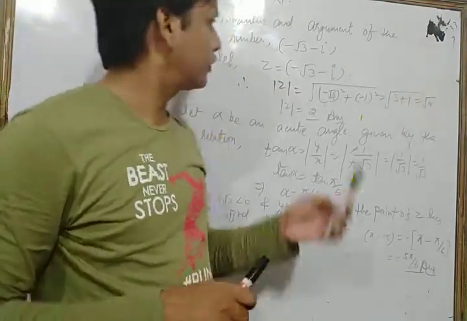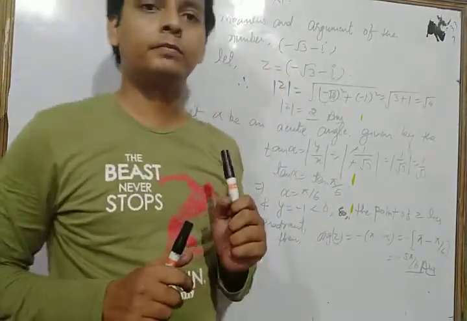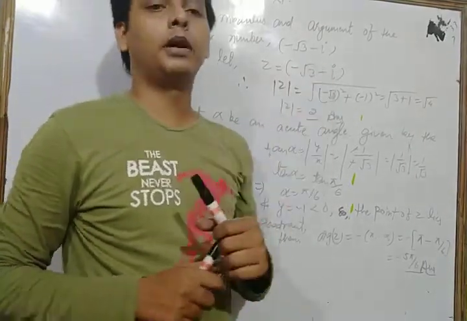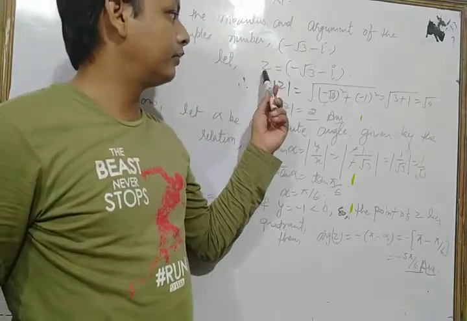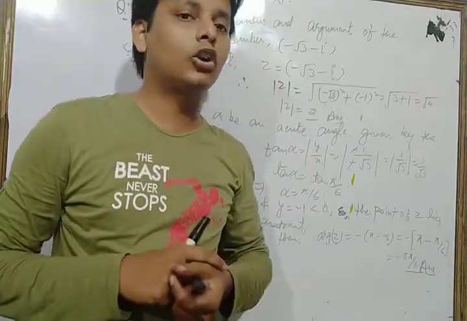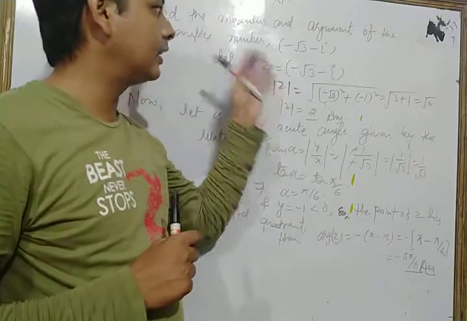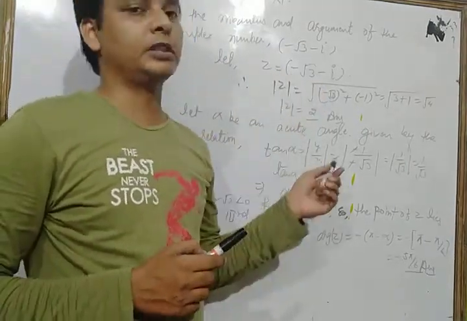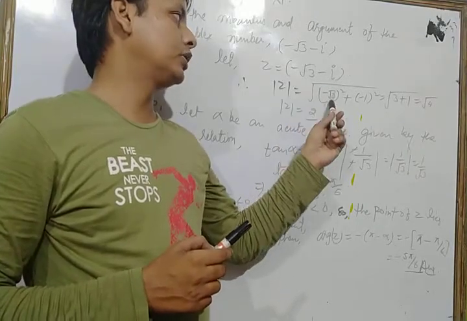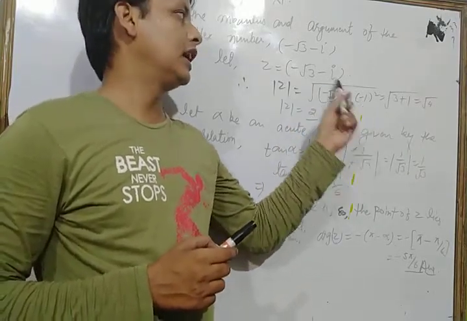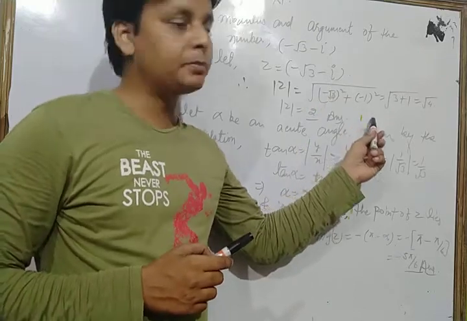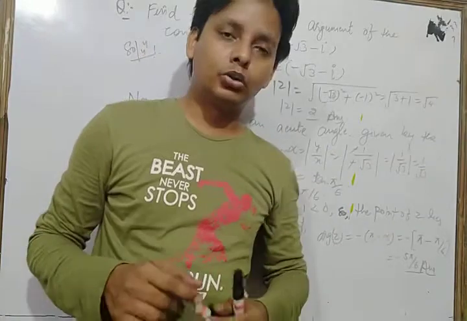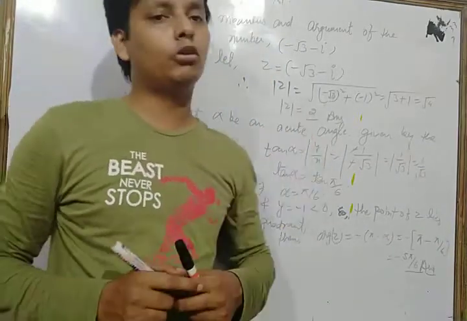Let's see once more. Dear students, this is our given question: z is equal to minus root 3 minus i. Here we find the modulus as well as the argument of that complex number. First of all we find the modulus: under root of minus root 3 squared, the real part squared, plus the square of the imaginary part, that is minus 1. So we get under root 3 plus 1, under root 4, that is 2. So this is the modulus of that complex number.